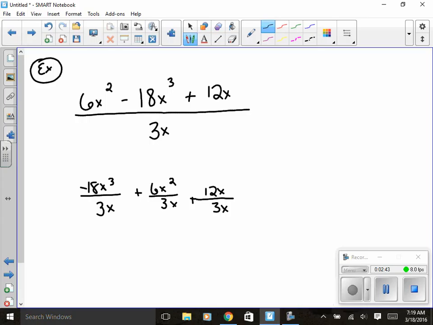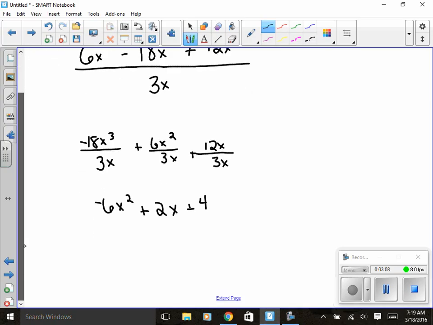So negative 18 over 3 gives me a negative 6, but now I got to look at the x's, and that drops down to an x squared. The next term, 6 divided by 3, gives me 2, and the x's just drop down to 1x. And the last term, I get a plus 4. And technically with this one, the x's cancel.